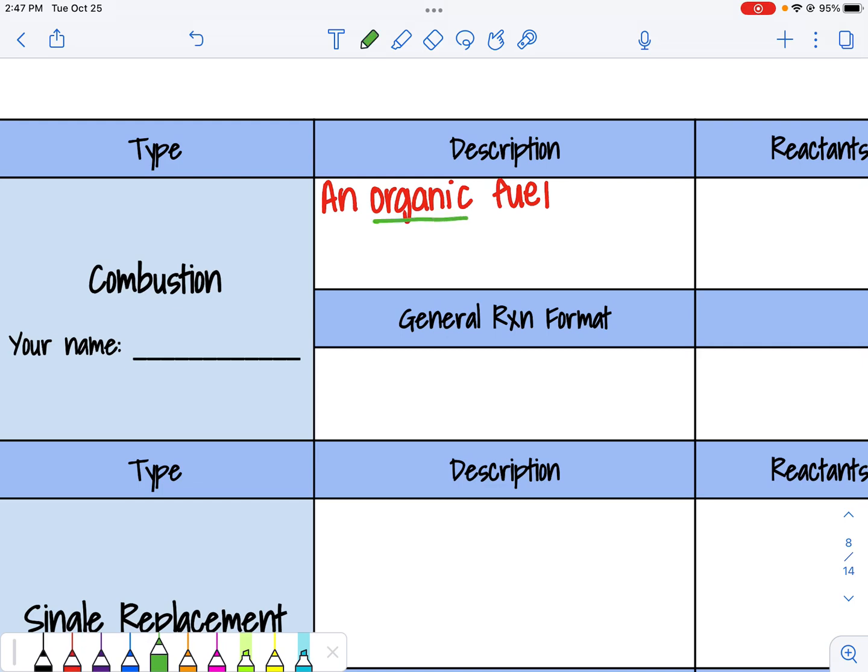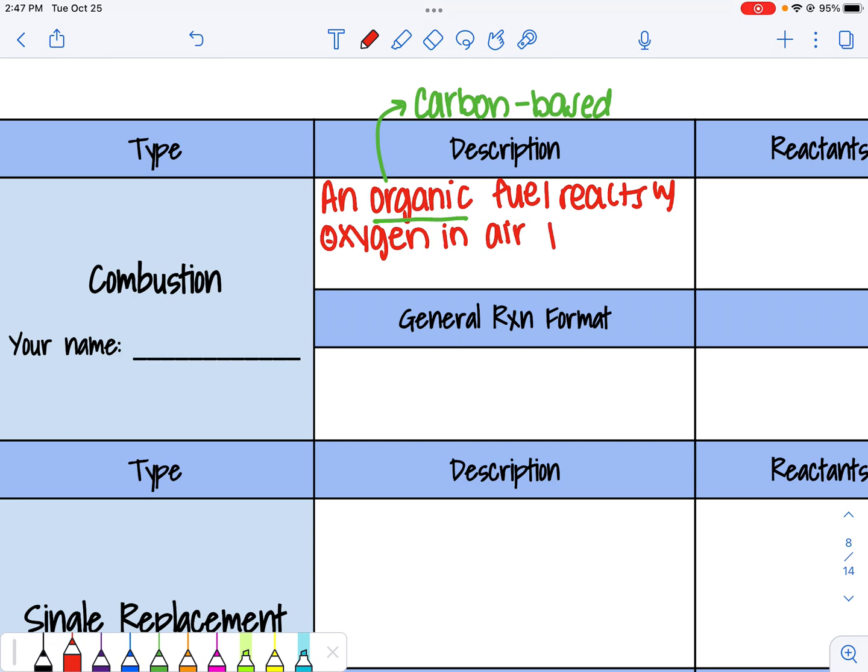So organic is, let's write a note up here. This is a carbon-based fuel. So carbon-based fuel, organic fuel, reacts with oxygen. And this is oxygen in the air. And every single time you get the exact same products. You produce carbon dioxide and water vapor.